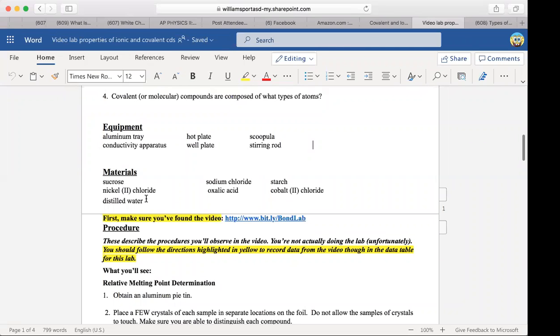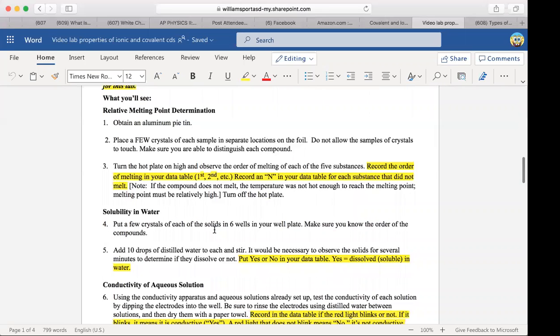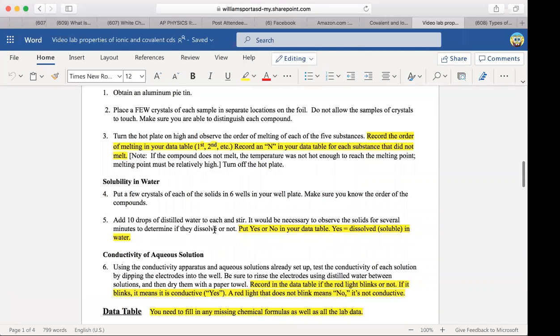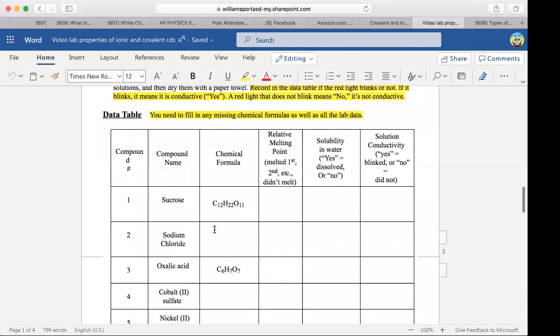If you can name the compound as ionic, then it's probably an ionic compound, like nickel 2 chloride, sodium chloride, cobalt 2 chloride. If it doesn't have a common name as if it's an ionic compound, then it's probably covalent. So the link for the video is right here. And then the description about the experiment is here. Normally you'd get the pie tin, you put some crystals in, but you're going to see the person who conducts the experiment do the exact same thing as the experiment itself happens. So whether or not something takes place, you can put that in the data table.